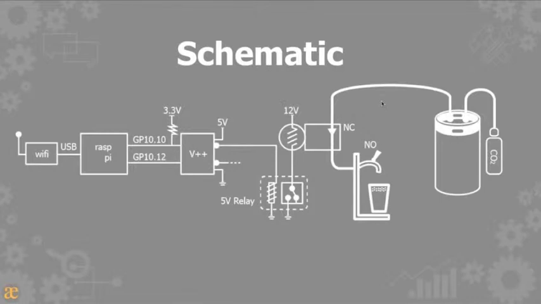So when we drive this pin high, the Raspberry Pi puts out a 3.3 volt signal, but what we want is a 5 volt signal because our relay runs on 5 volts. So in order to turn on the solenoid valve at 12 volts, we use the 5 volt relay, which can handle the bigger load and allows us to toggle that. And then there's actually a transistor that's not shown in here between the V++ chip and the 5 volt relay.